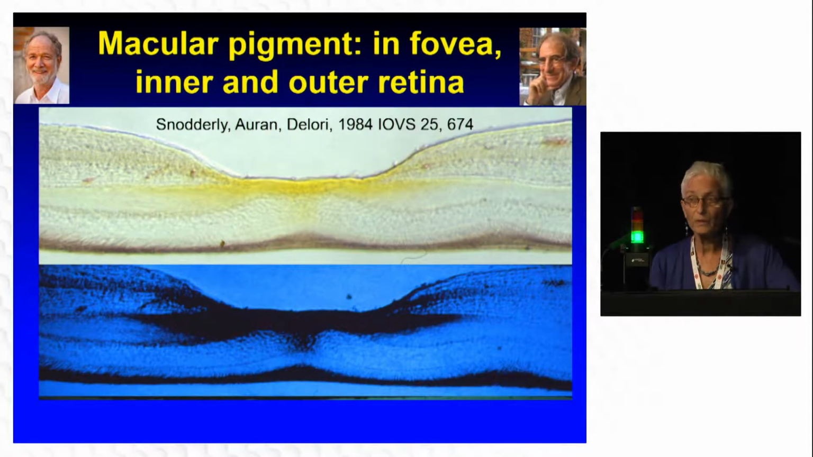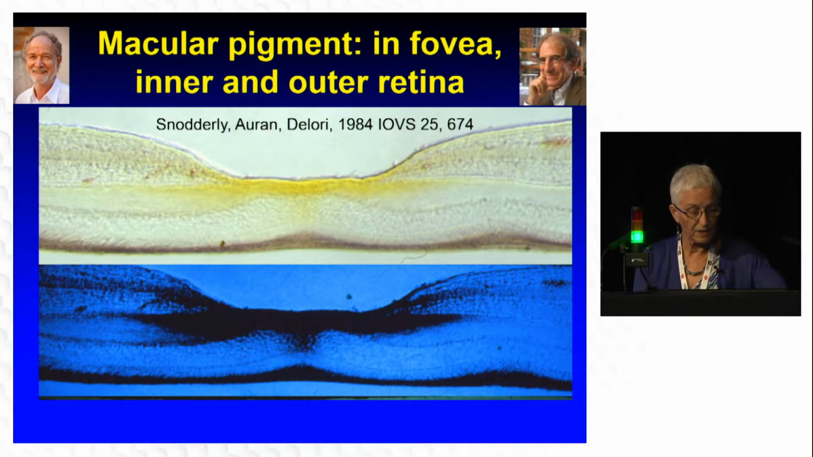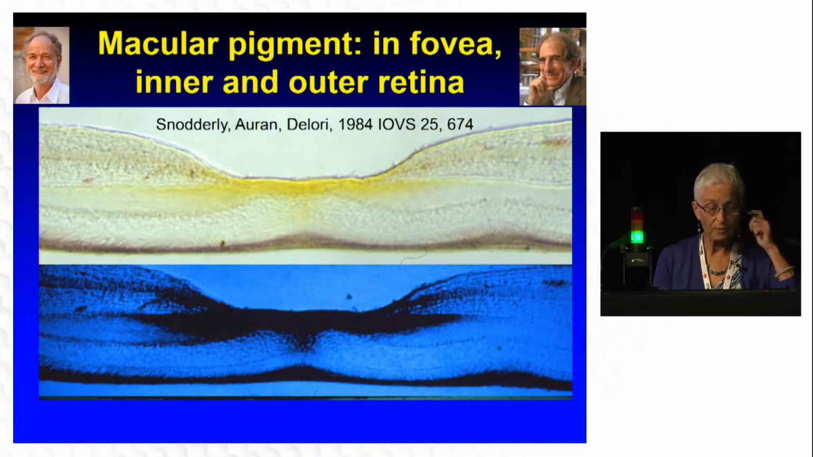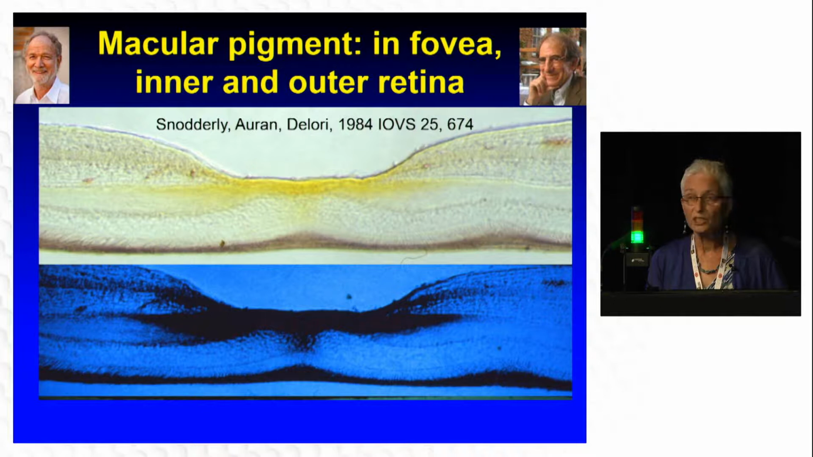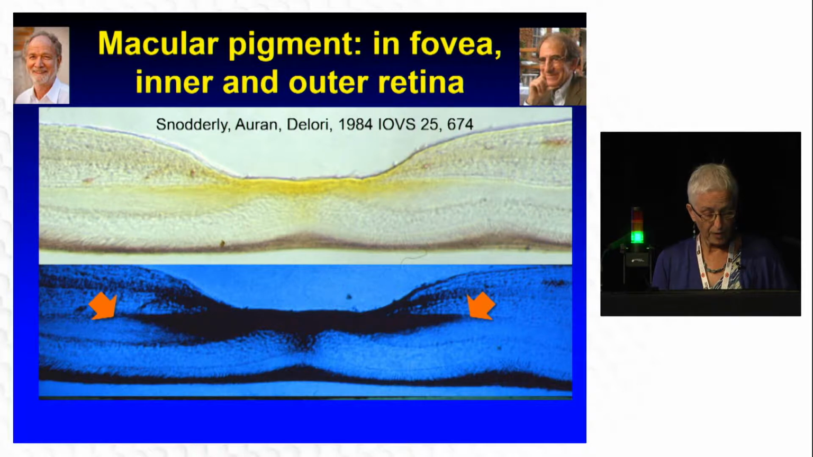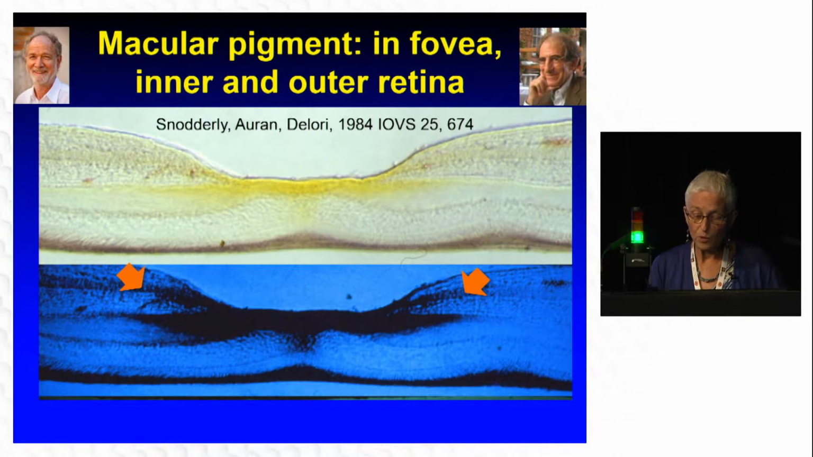So this is a figure we've already seen. It's one of the most famous images in vision science, and that is the localization of macular pigment in the fovea of a monkey, shown by Max Snodderly and Francois Delori over 30 years ago. What they described was a localization in both the inner and outer retina, describing a main peak of absorption in the region of the receptor axons and a second strong but smaller peak that follows the inner plexiform layer. So that's the outer retina and the inner retina.